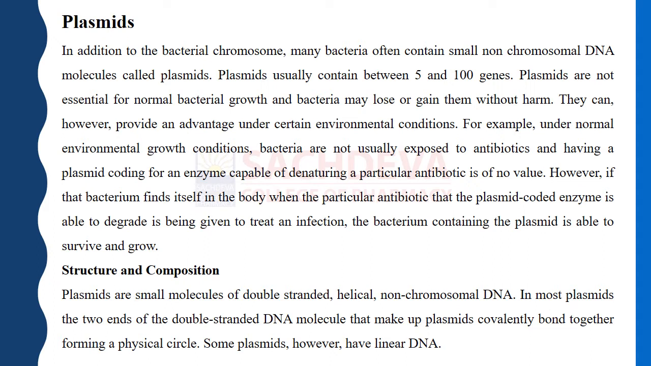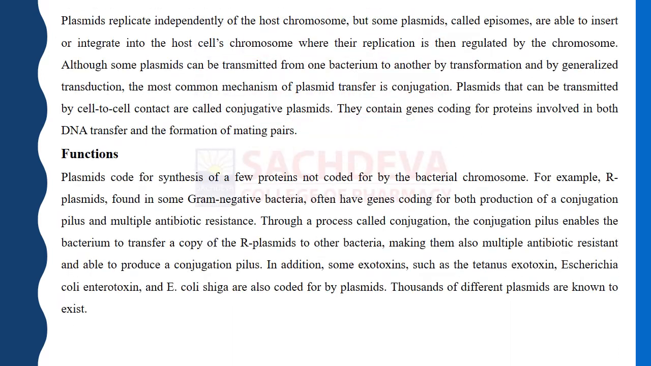Structure and composition of plasmid: plasmids are small molecules of double-stranded helical non-chromosomal DNA. In most plasmids, the two ends of the double-stranded DNA molecule that make up the plasmid covalently bond together, forming a physical circle. Some plasmids have linear DNA.